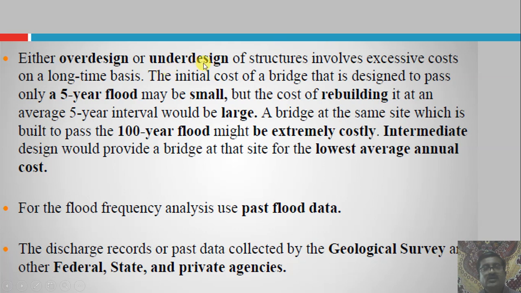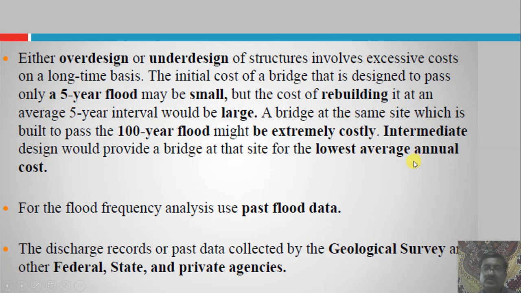Either over-design or under-design of structures involves excessive costs on a long-time basis. The initial cost of a bridge that is designed to pass only a 5-year flood may be small, but the cost of rebuilding at an average 5-year interval would be large. A bridge at the same site, which is built to pass a 100-year flood, might be extremely costly. An intermediate design would provide a bridge at the site with the lowest average annual cost.